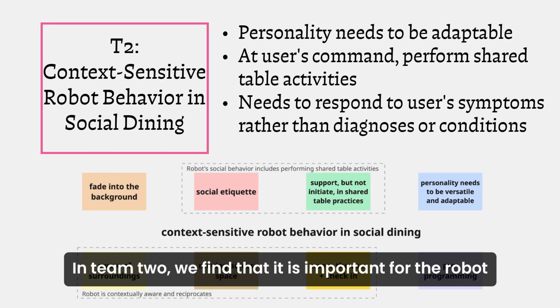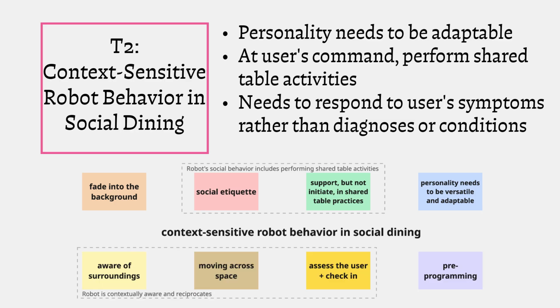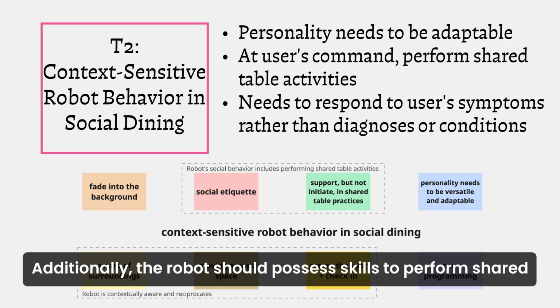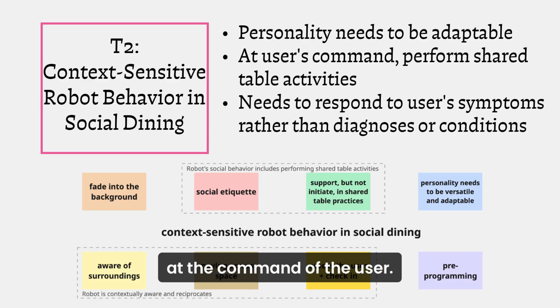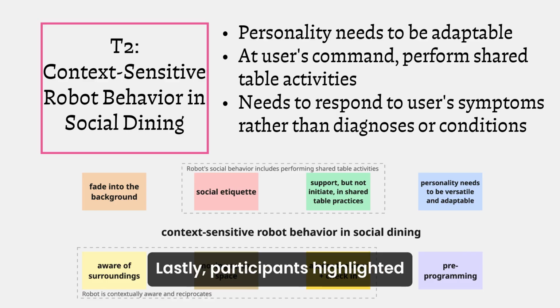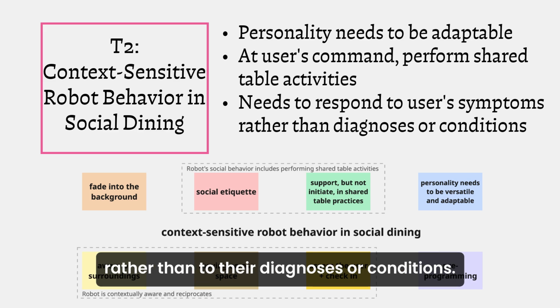In Theme 2, we find that it is important for the robot to have an adaptable personality. Additionally, the robot should possess skills to perform shared table activities, such as performing a toast, at the command of the user. Lastly, participants highlighted the need for the robot to respond to users' symptoms rather than to their diagnoses or conditions.